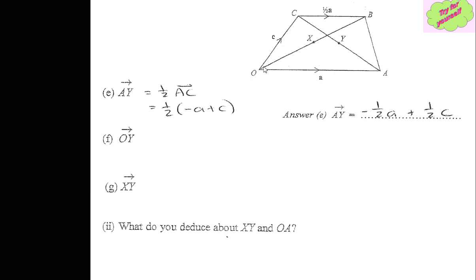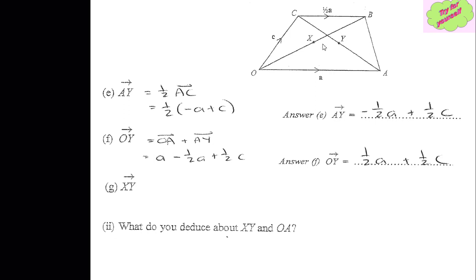OY. So you could do OA plus AY, because OA is just A, and then plus AY. So OA plus AY equals A minus a half A plus a half C, where the minus a half A plus a half C is AY. Then combine your like terms. A minus a half A is a half A, plus a half C. Put a little line, line, line, line, line, please.